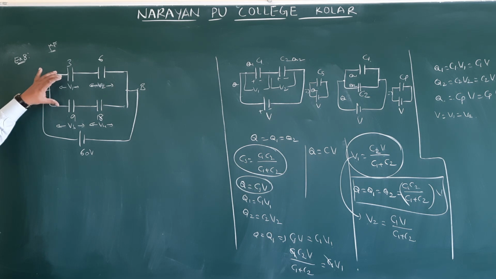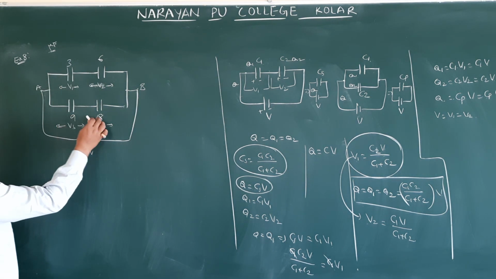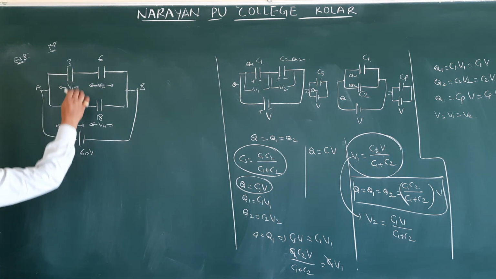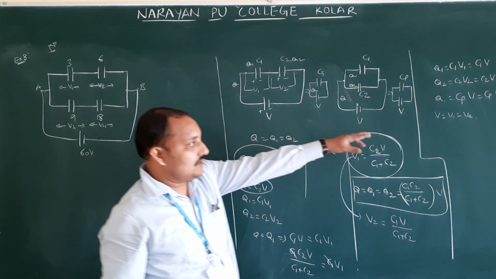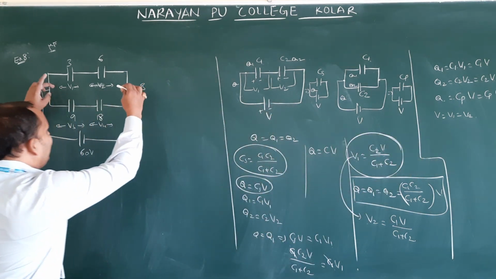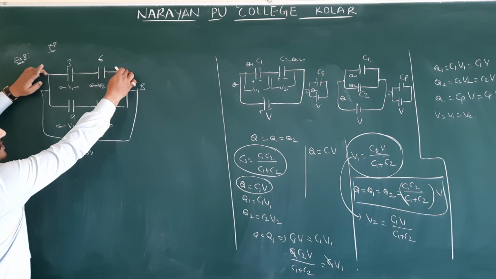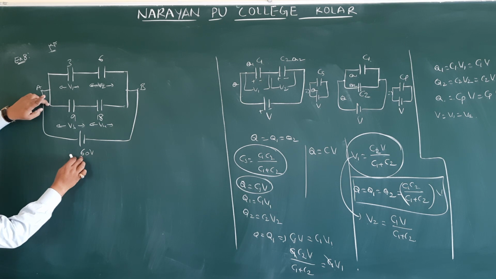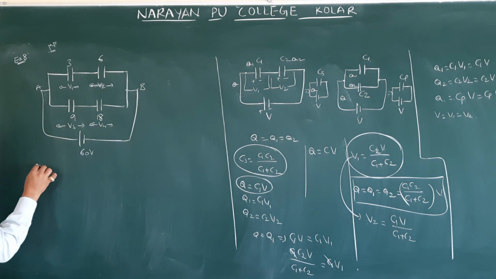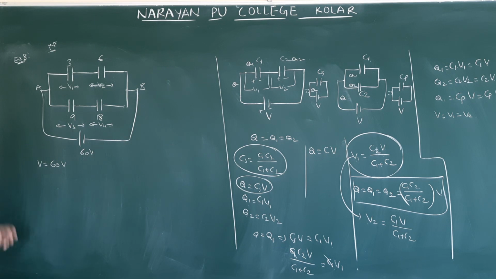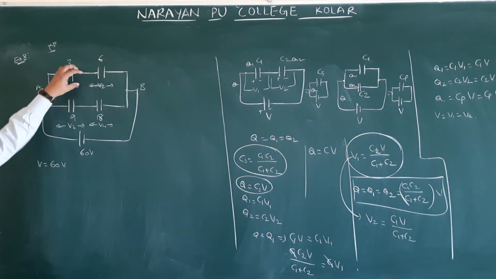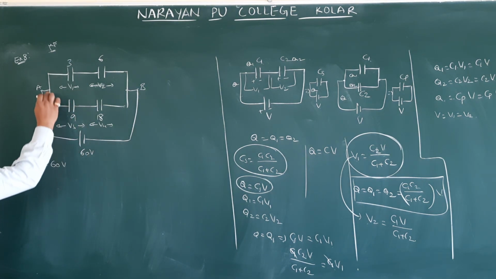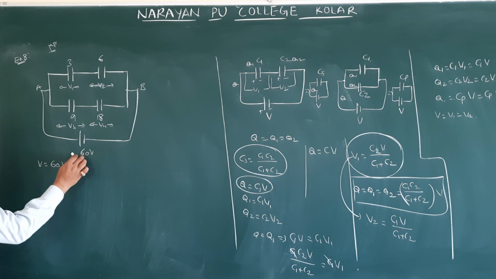First, how are these two capacitors connected? 3 and 6 in series, 9 and 18 in series. Next, how are these two connected? In parallel. Parallel means what will be same? Potential is the same. So what is the potential across 3 and 6? 60. What is the potential across 9 and 18? That is also 60. So V is 60 volts. Because these are connected in parallel, the potential is the same: these two are connected for 60, these two also for 60.